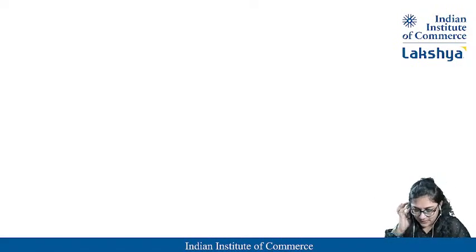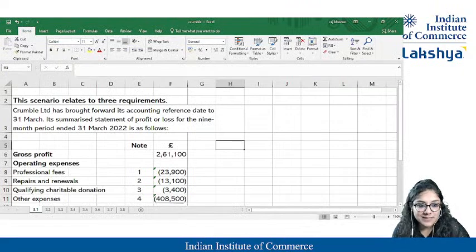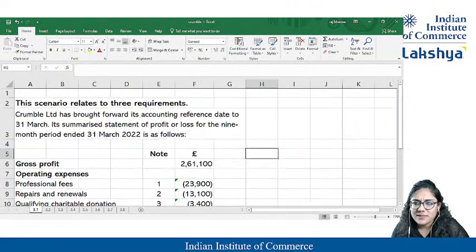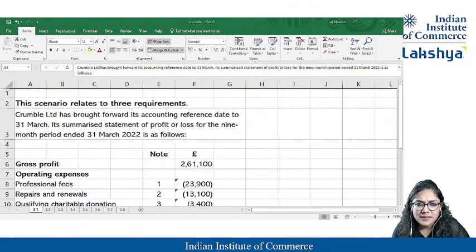Even this is being tested from the paper which we did yesterday, December 2022. But I didn't do it yesterday, because I really wanted us to first learn the things, and then only we ended up doing it. Crumble Limited question, I think it's visible.